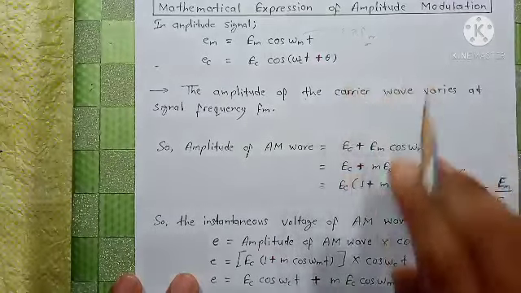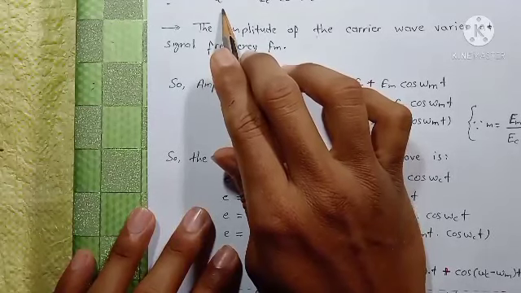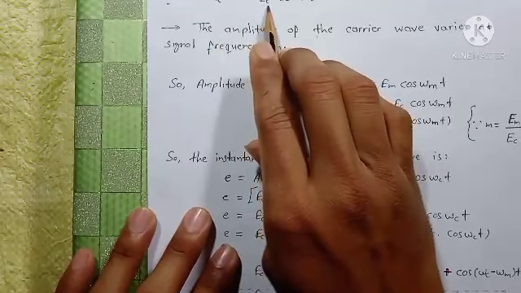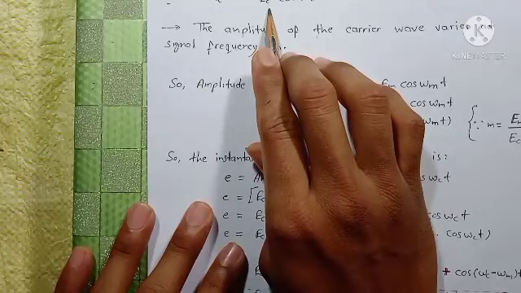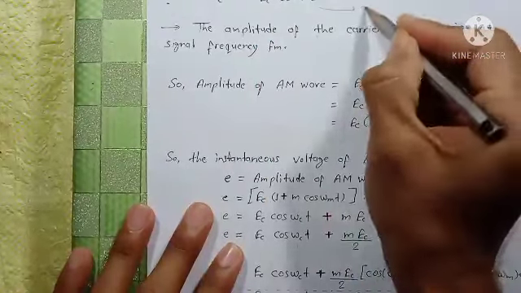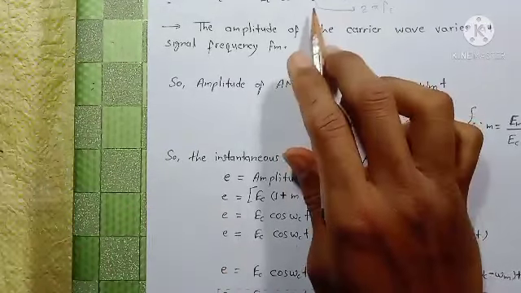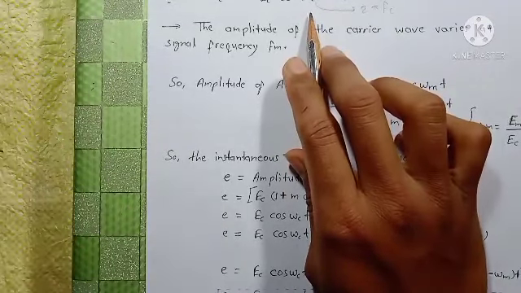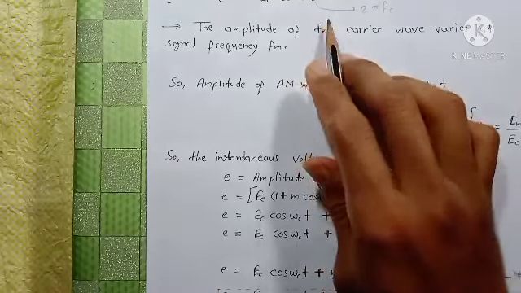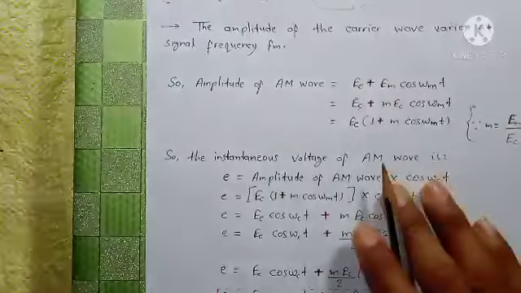Similarly, ec is the instantaneous voltage of the carrier, and capital Ec is the amplitude of the carrier wave. Here omega c is equal to 2 pi fc, and omega c is the angular velocity at the carrier frequency fc.